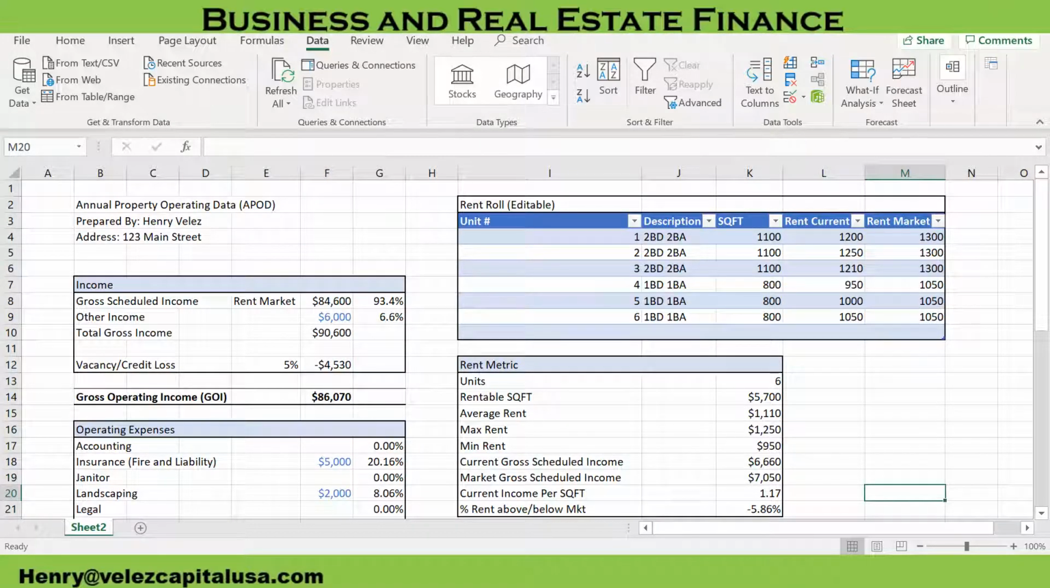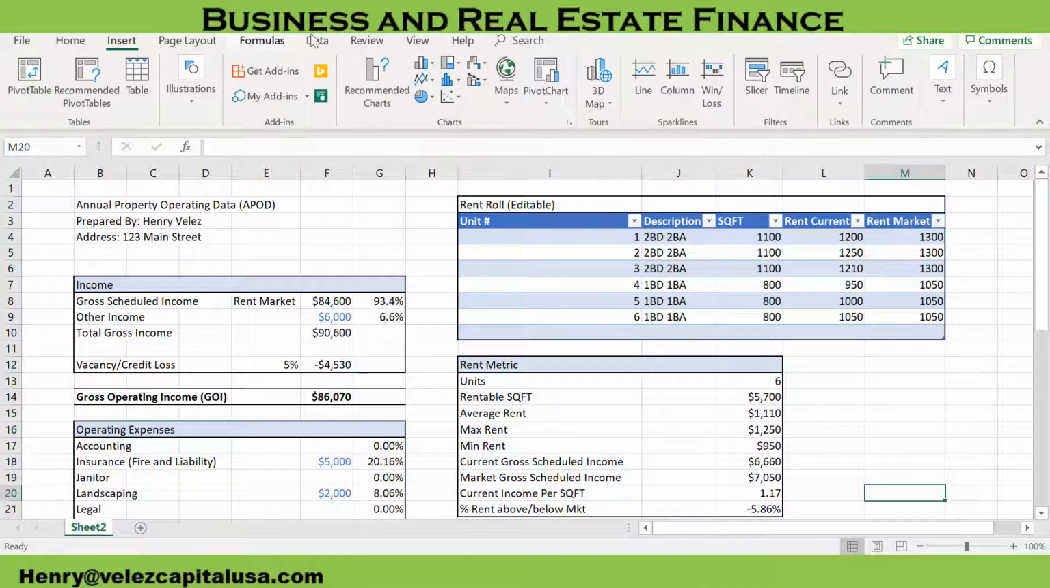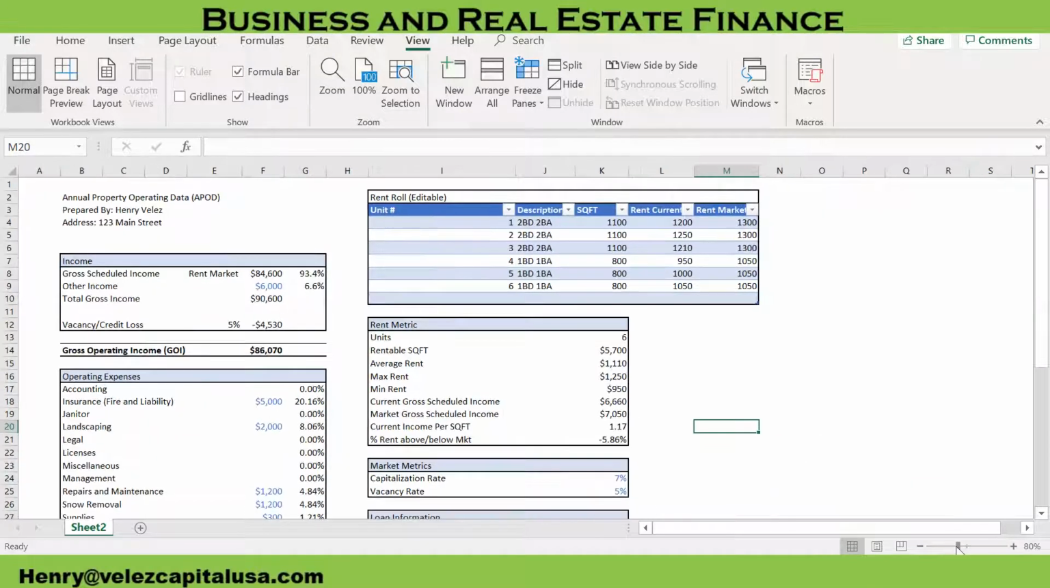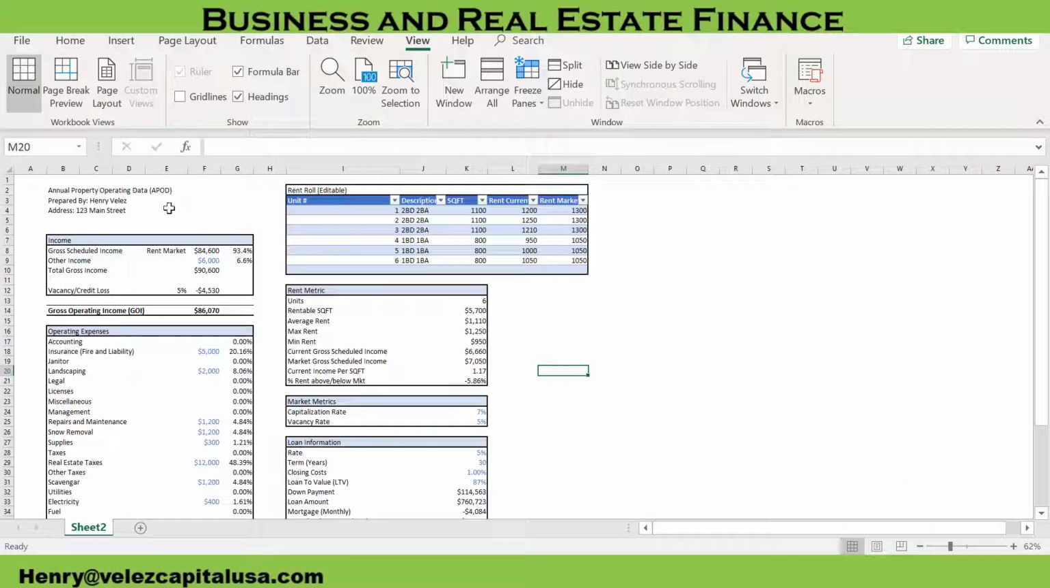So yeah, I really hope you guys found value in this. If you have any questions, feel free to send me a message. And finally, I like taking off all the grid lines at the end to make it a nice, clean sheet.